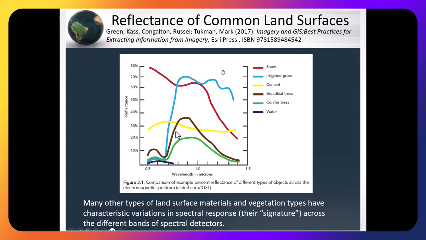And concrete cement here is kind of interesting. It's just kind of flat, right? So when we don't see much variation across the spectral bands, things tend to turn out on the imagery as kind of shades of gray, and we learn to detect that signature as built infrastructure.